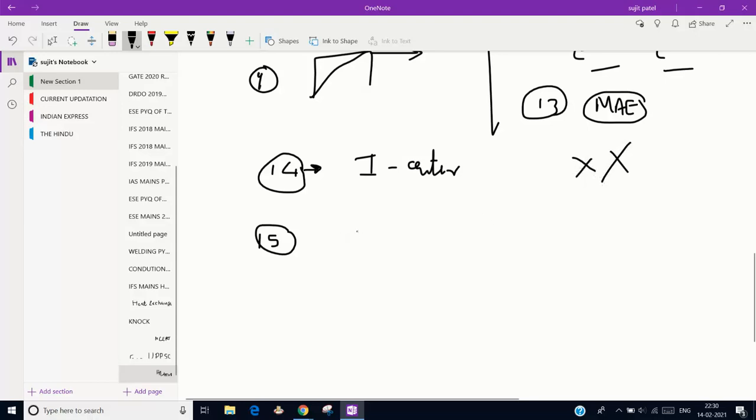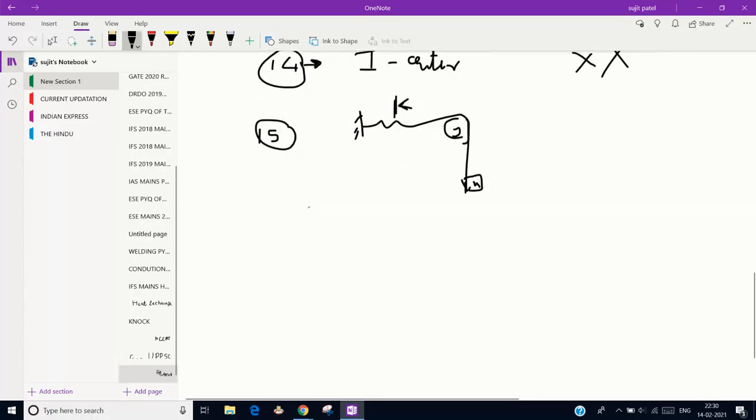Okay, one vibration problem. A spring is given, it is wrapped around the pulley, and a mass is there, and you have to find the natural frequency. K is given, J is the polar moment of inertia is given. Okay, sorry, J is the moment of inertia is given. So this is very easy.